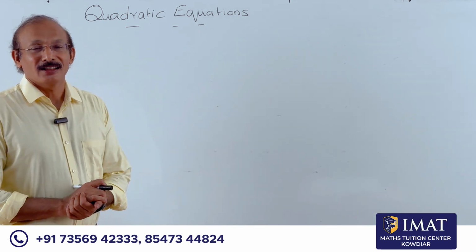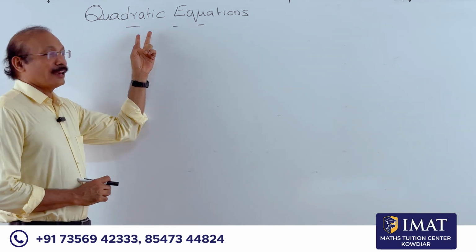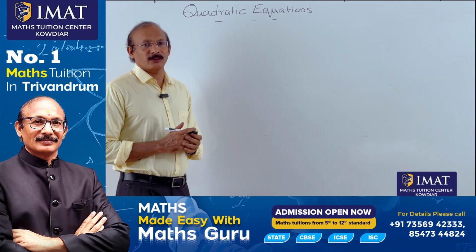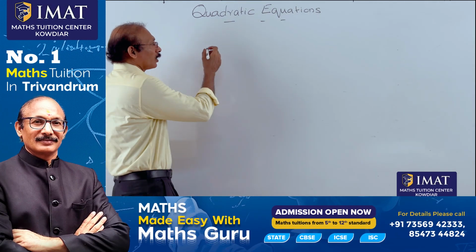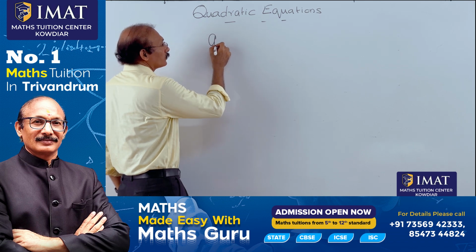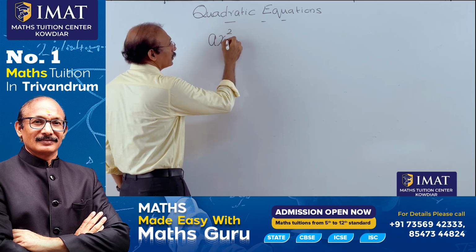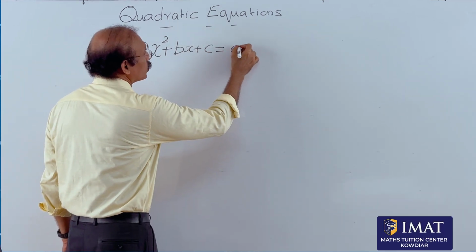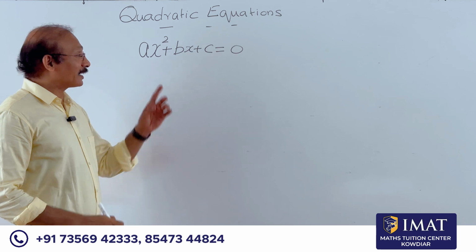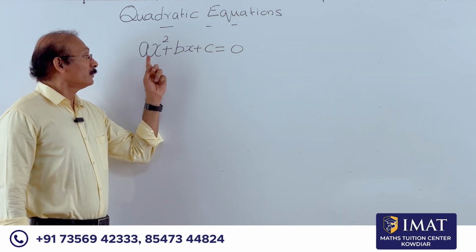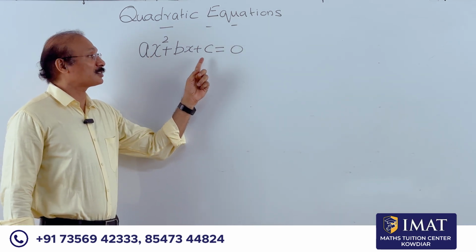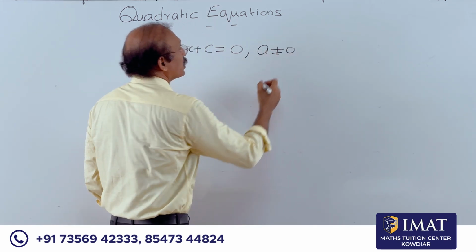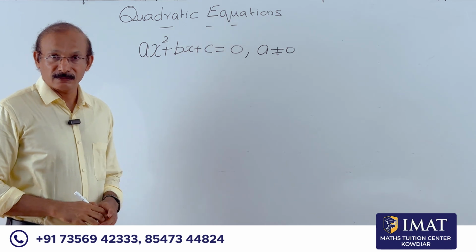Hello children, today we are going to study an important chapter called quadratic equation. So what is a quadratic equation? A quadratic equation is an equation of the form ax square plus bx plus c is equal to 0. A second degree equation of the form ax square plus bx plus c is equal to 0, where a not equal to 0, is called a quadratic equation.